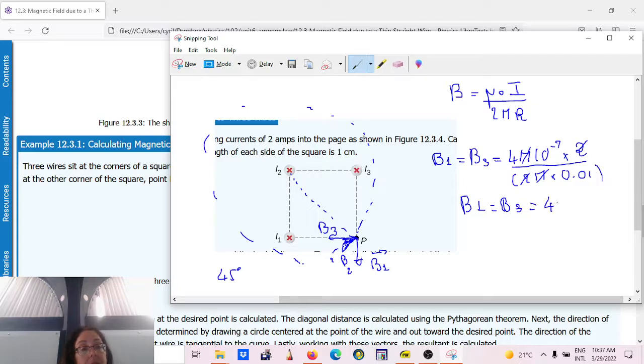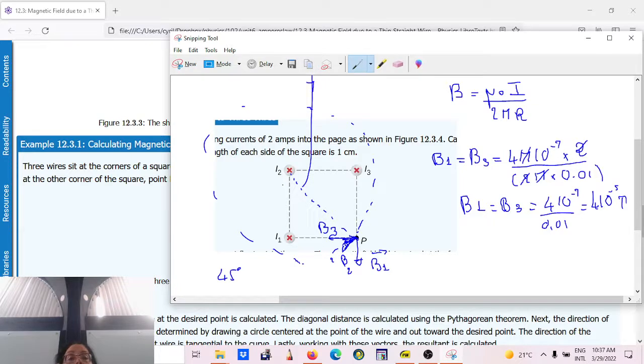So 4 times 10 to the negative 7. Dividing by 0.01 is like you multiply by 100. Is that right? Did you get that? Yeah.